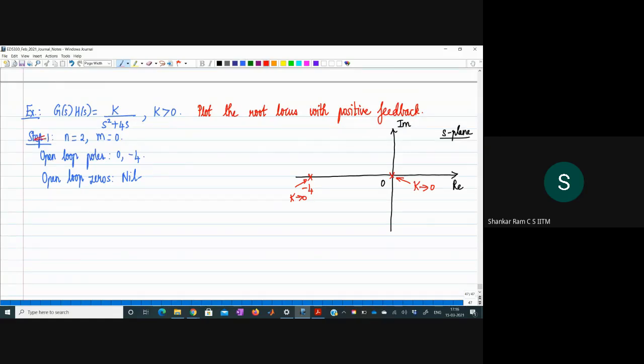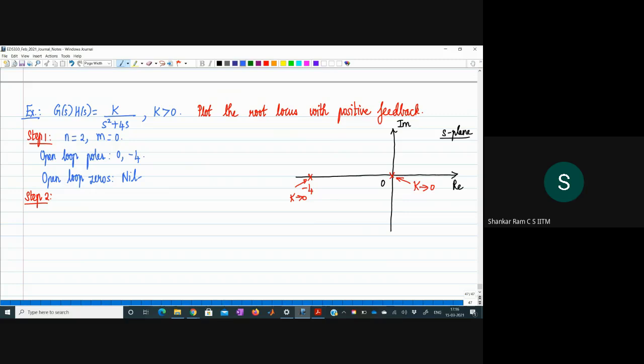Let me write these steps in red color so that they are clearly identifiable. Step 2 is to locate which part of the root locus lies on the real axis, or sorry, the other way around. The second step is to locate which portions of the real axis lie on the root locus. So that's the second step.